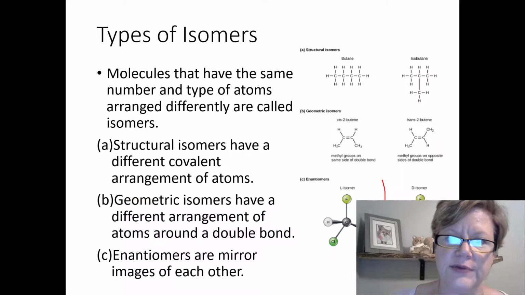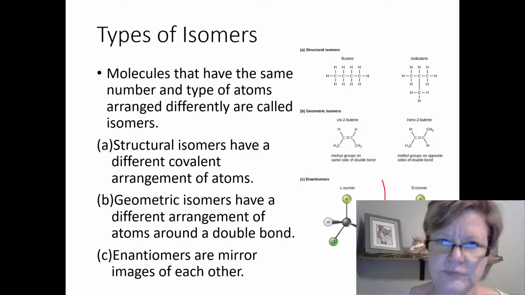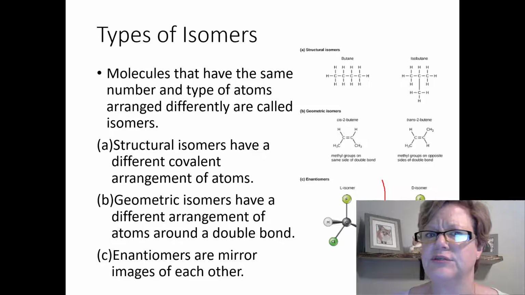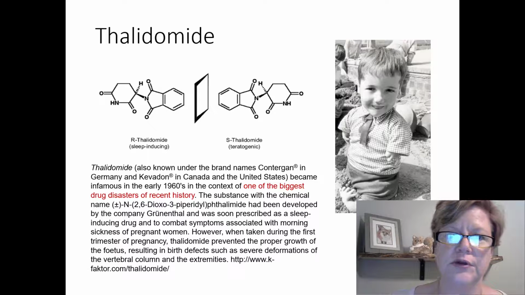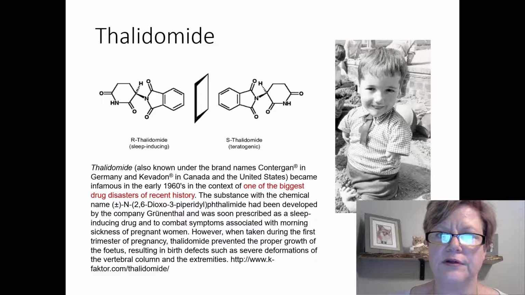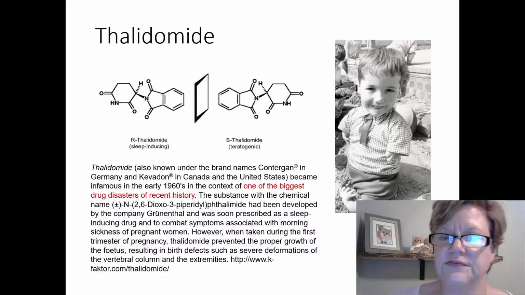But isomers, let me just go back. Isomers in general, that term refers to molecules that have the same chemical composition, the same number and types of atoms, but structurally they're different, and so the shapes of the molecules are different. All right. So I will ask you, what's the difference between an isomer and an isotope? Just make sure you're clear on that, because the words are very similar. And thalidomide is a great example of isomers where the two versions of the molecule had quite different effects on the human body.